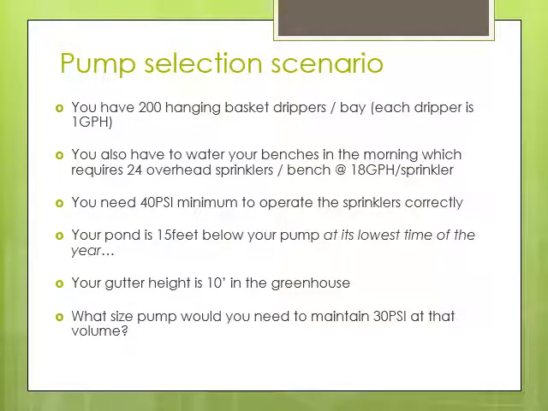Okay, let's look at a pump selection scenario here. You've got 200 hanging baskets with drippers, and each dripper is emitting 1 gallon per hour. You also have to water your benches in the morning, which have 24 overhead sprinklers per bench at 18 gallons per hour. You need 40 psi to operate your sprinklers. If there's not enough pressure, the sprinklers just dribble the water out. It doesn't fling it out, and you don't get good coverage.